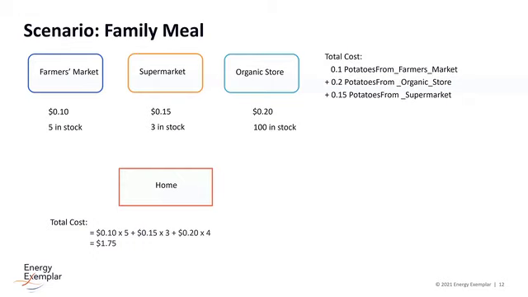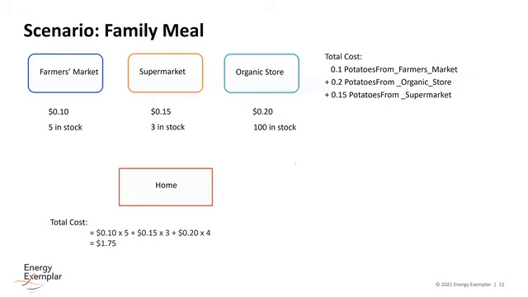On the right-hand side, if we look at our total cost, we've got the 10 cents coming from the farmer's market, the 20 cents coming from the organic store, and then the 15 cents coming from the supermarket. And what we had to decide was how many potatoes are we going to get from each of those stores, or if you like, where are we going to get our potatoes from? Both which store and how many from each store can be encompassed in the question, where are we going to get our potatoes from?